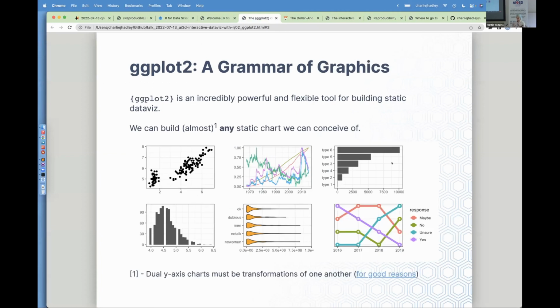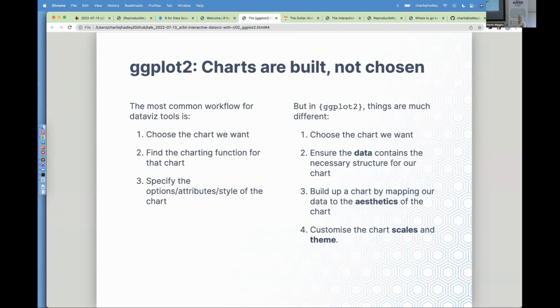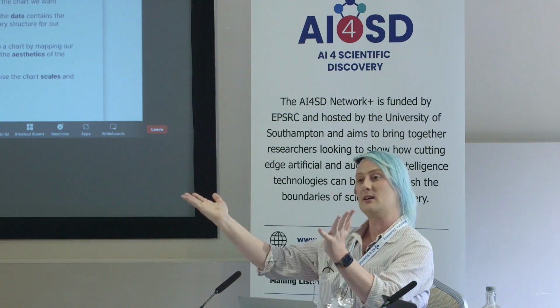ggplot2 is called ggplot2 because it provides a grammar of graphics in R. And we can use ggplot2 to build almost any static data visualization that we want in R. It's a really awesome package. But the thing about ggplot2 is that we build charts instead of choose charts. In Excel, when we want to make a chart, we go to charts, we say, okay, I want to make a line chart, and I select the data. With ggplot2, we need to ensure that our data set itself contains all of the information to build a chart, and that's because of the grammar of graphics.